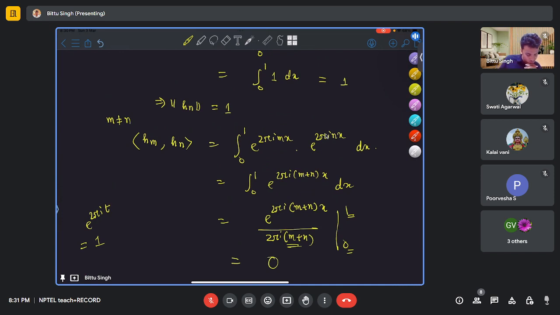If m and n are such that the sum is 0, will there be any possibility for this? No, there will be no possibility. For example, one possibility can be m is 1, n is minus 1. What is the problem? If m is 1 and n is minus 1, the sum will be 0. For this, what will be the integration? Here we have considered the sum non-zero. Even if the sum is 0, then the integration will be e to the power 0 dx, right?